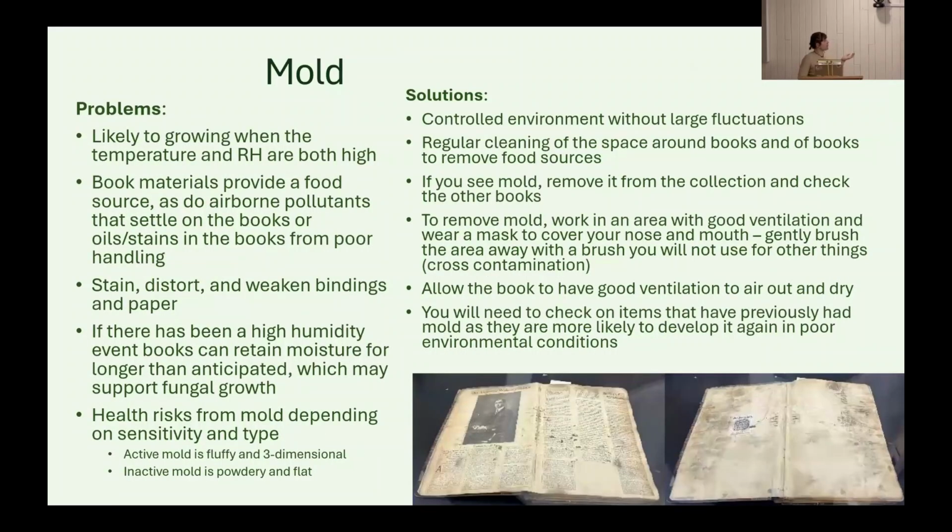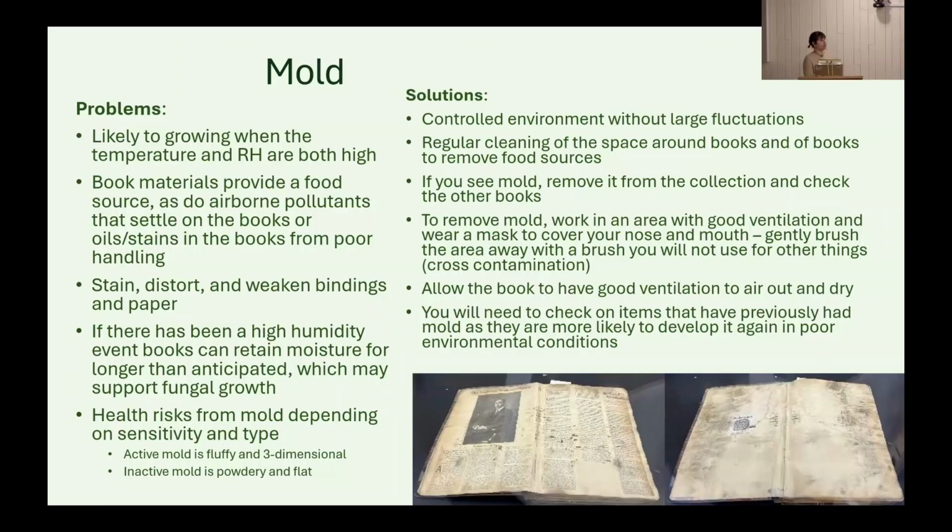When books do get wet, they are more susceptible to mold growth. And this is also with high relative humidity. And book materials, again, as with pests, lots of organic material being used, so it's a great food source for mold. If a mold occurs on a book, it can stain, distort, and weaken the book.